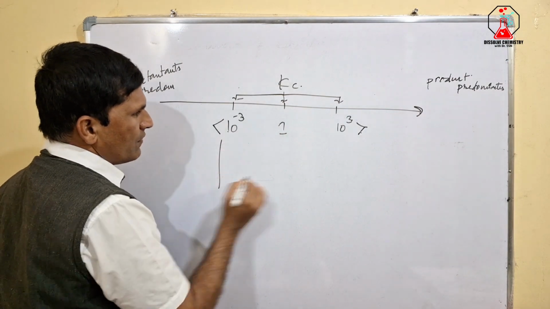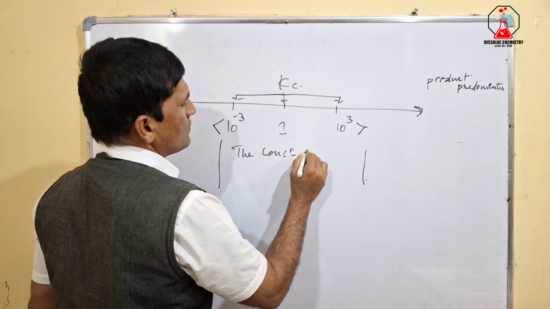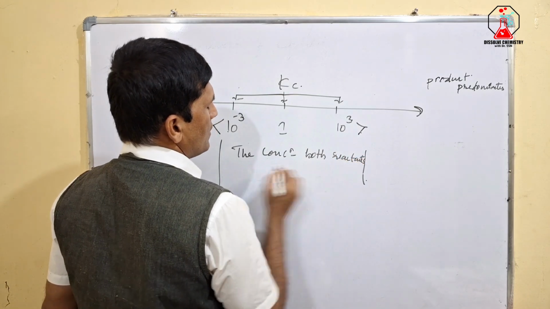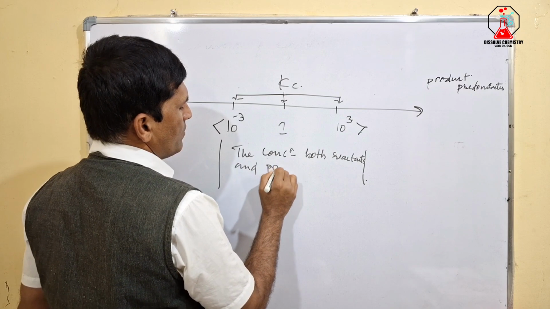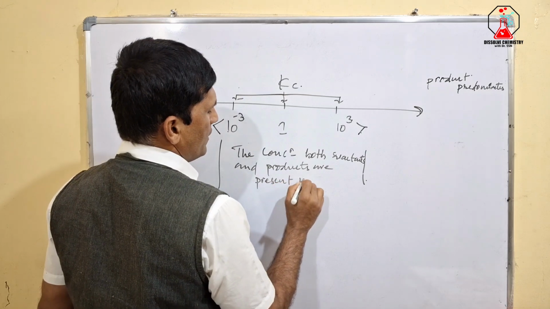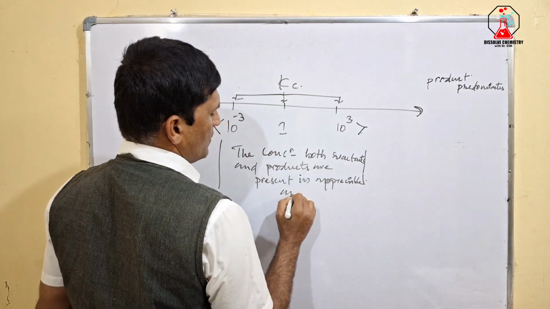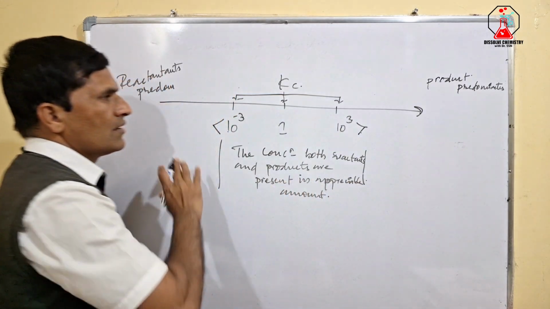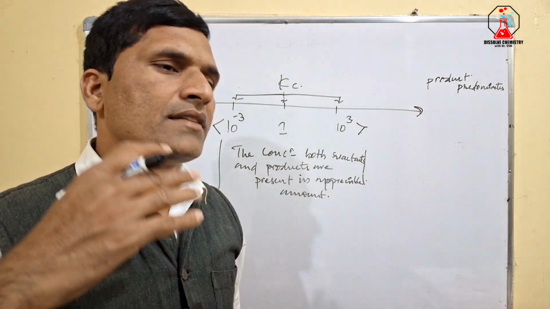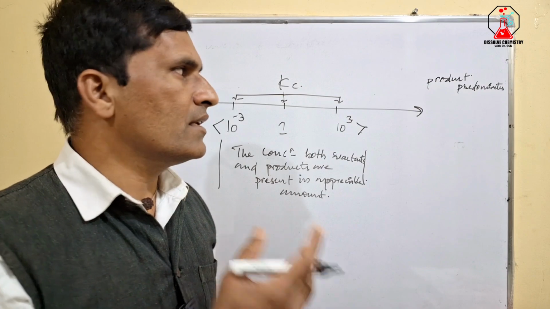Now in between these two values, the concentrations of both reactants and products are present in appreciable amount, we can say. So that is how we can predict from the equilibrium constant value to what extent the reaction has occurred, or whether product or reactant is dominating.